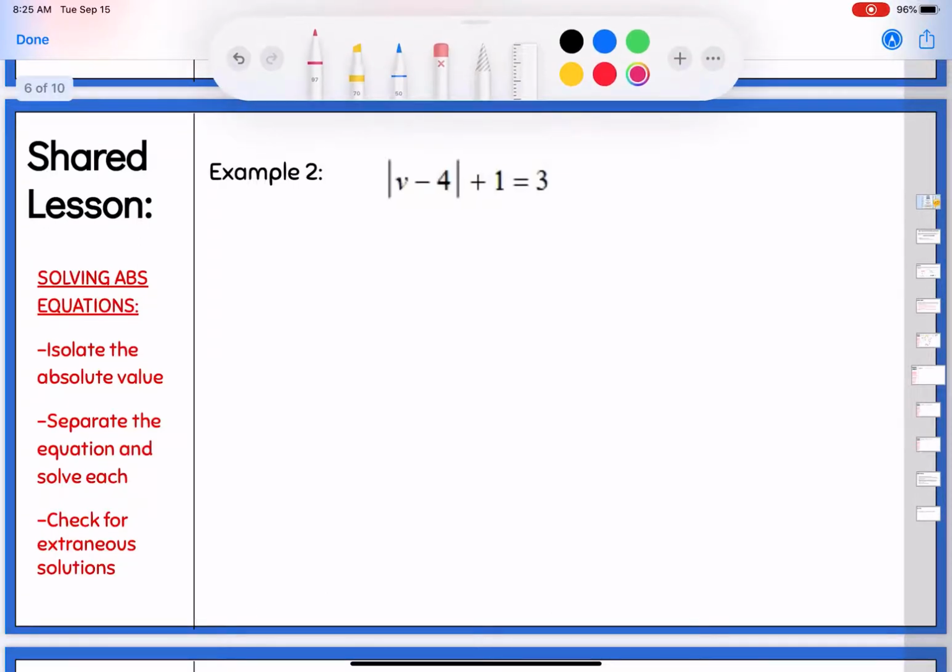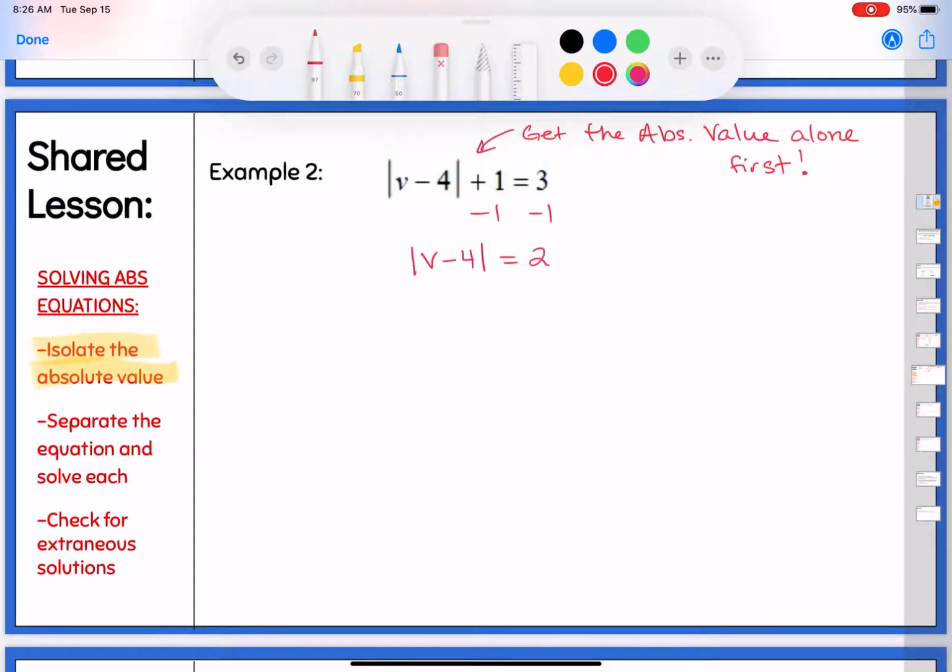And this is exactly why our first step, whenever I'm solving these absolute value equations, needs to be to get that absolute value by itself. Get the absolute value alone first before you split into two separate equations, because you don't know what that distance is supposed to equal until your absolute value is all alone on that side of the equal sign. So my first step has to be to move that 1. So when I subtract a 1 from both sides, I get the absolute value of v minus 4 equals 2.